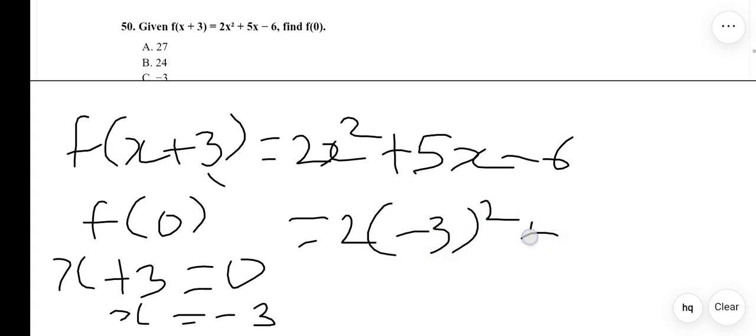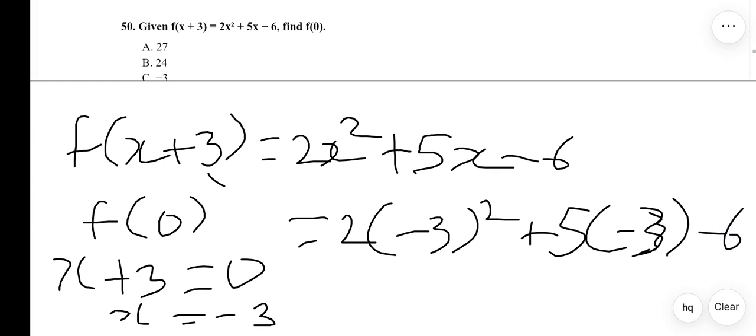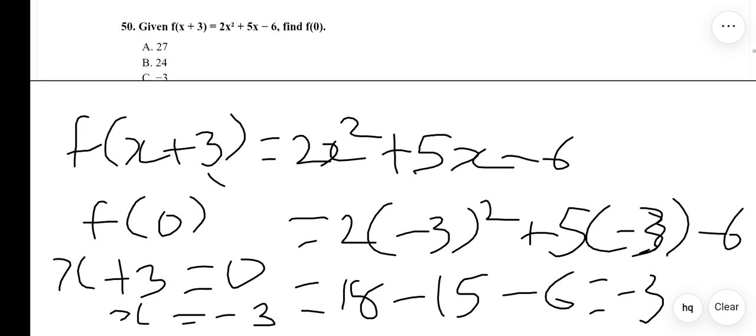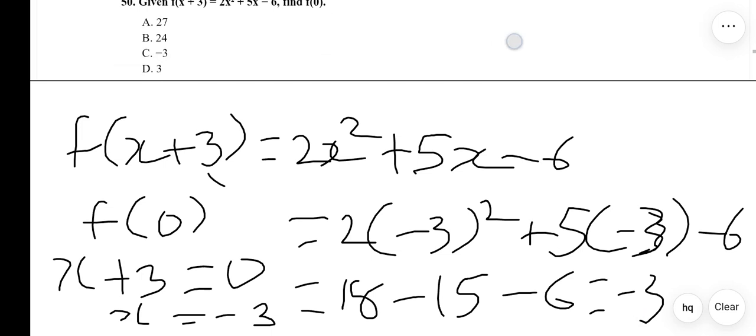So minus 3 squared plus 5 times minus 3. Sorry, this is 2 times minus 3 squared, then minus 6. So minus 3 squared is minus 3 times minus 3, minus times minus is plus, 3 times 3 is 9. So 9 times 2 will give me 18. Right? So this plus times minus will give me minus. 5 times 3 will give me 15. It is minus 6. So 18 minus 15 on its own is 3. So 3 minus 6 is going to give me minus 3. So my result is minus 3, which should be option C.